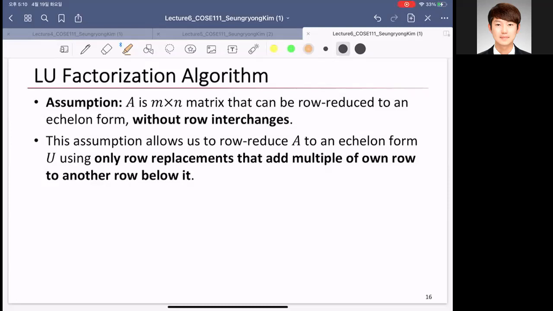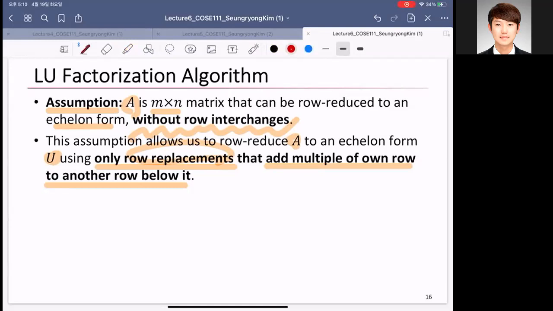So again, the assumption in LU factorization is that matrix A is an n by n matrix that can be row reduced to the echelon form without row interchanges. So this assumption allows us to row reduce matrix A to the echelon form U using only row replacement that adds a multiple of one row to another row below. So just by composition of elementary matrices for the row replacement.